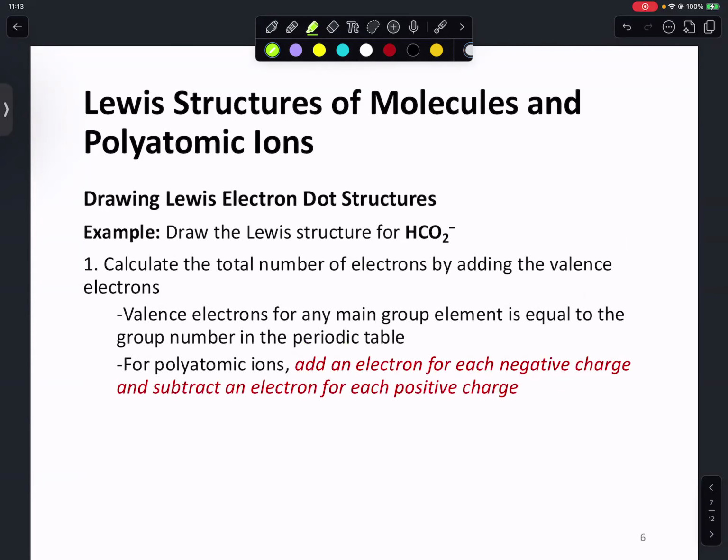All right. I thought it would be best for us to use an example to walk you through the steps of how to draw these. This is called a formate ion, but you're not required to know the name unless you're interested. I'm going to walk you through the steps one by one.